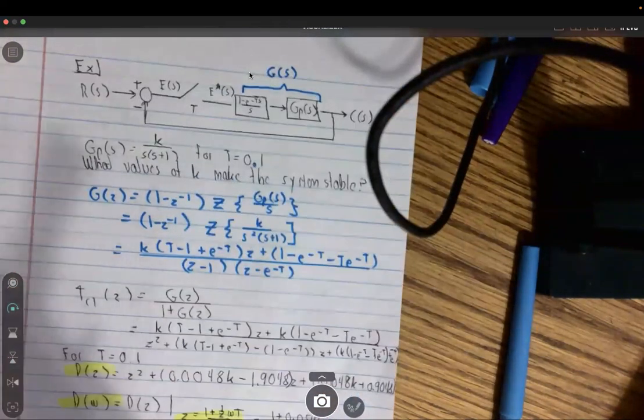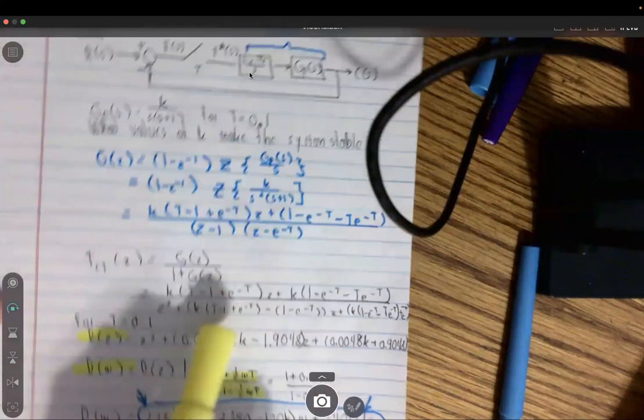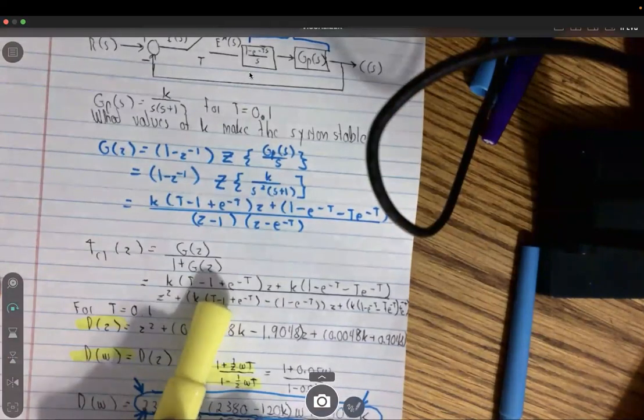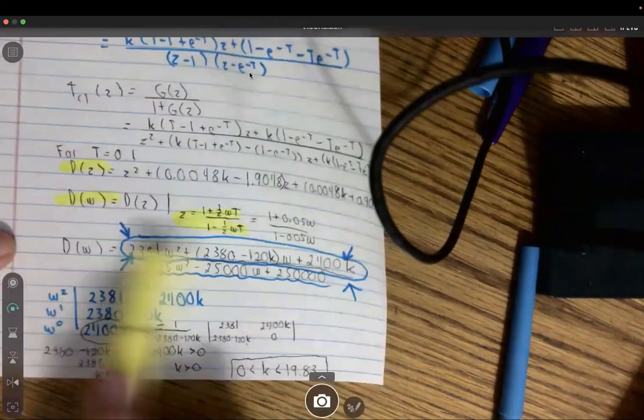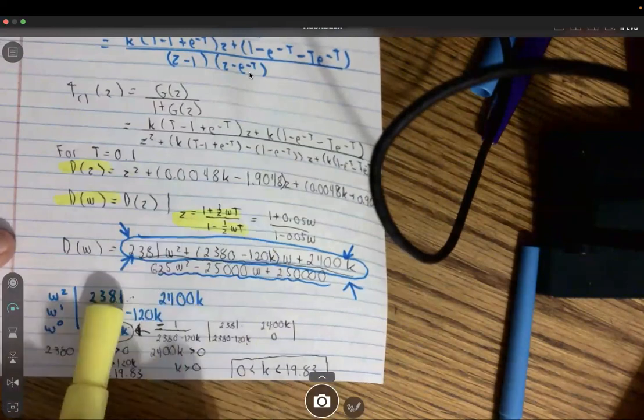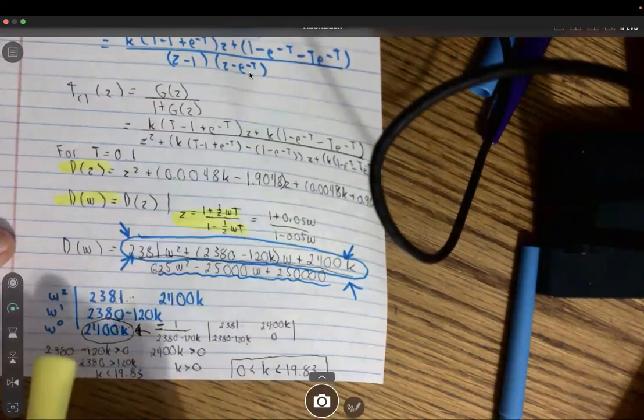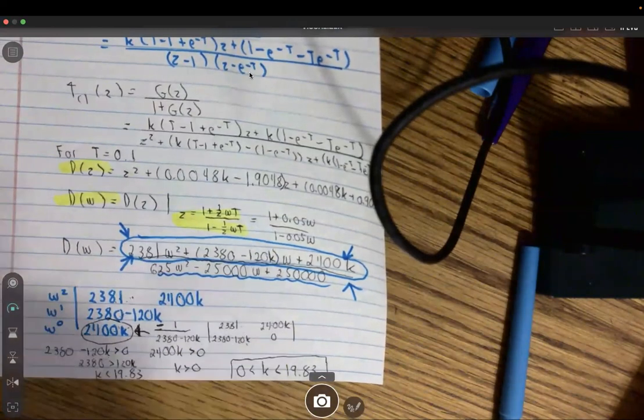So from the start, what we did is we found the closed loop transfer function. We got the characteristic polynomial from the denominator. We put that in terms of W, and then use the numerator, the W term, plug that into your Routh-Hurwitz table and get your range of K for stability.